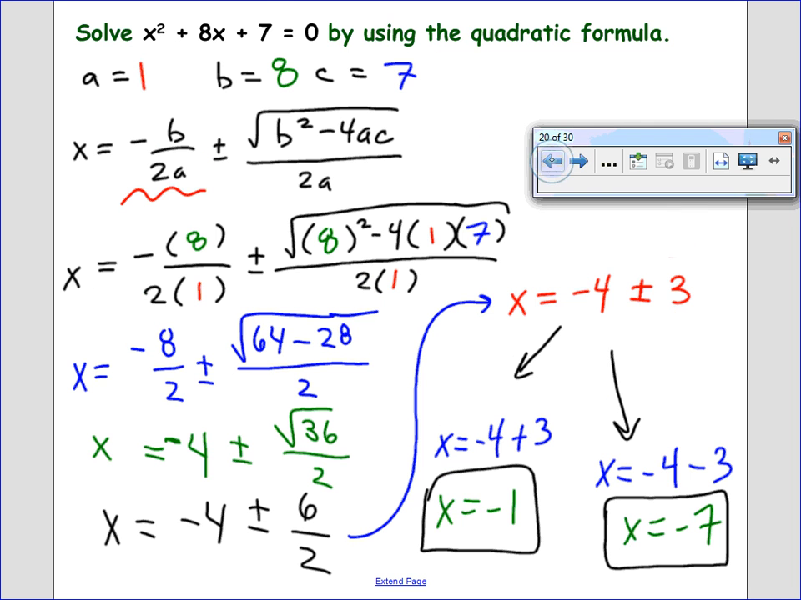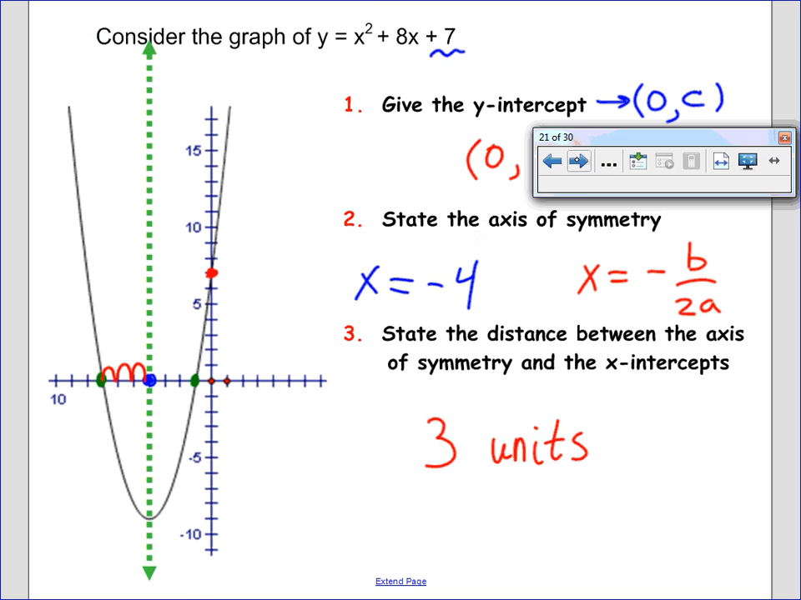Where did that come from in my quadratic formula? Well, here's my 3 units that are walking to the right or walking to the left. That came from 6 halves, which came from root 36 over 2, which came from radical b squared minus 4ac all over 2a. So this second part, the second piece after the plus or minus, that's my distance number. Right? That's my distance number. All right, let's finish it out.